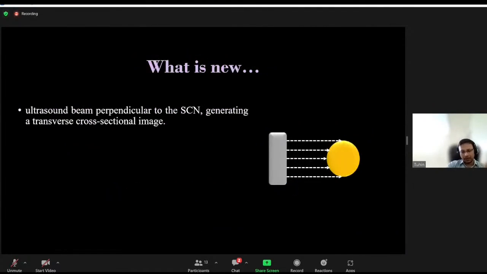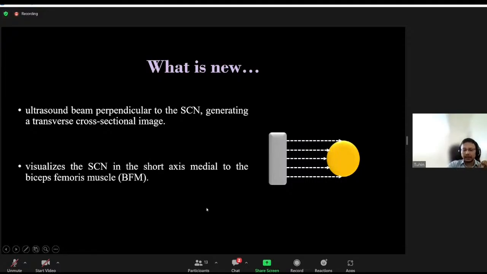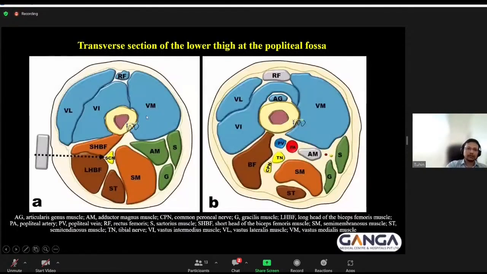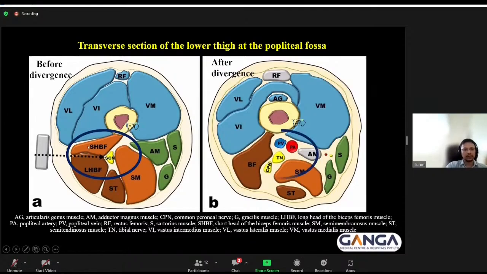So when we place the transducer on the lateral aspect of the distal thigh, the ultrasound beam is perpendicular to the sciatic nerve, generating a transverse cross-sectional image. It visualizes the sciatic nerve in the short axis medial to the biceps femoris muscle. If you look at the transverse section, the sciatic nerve travels medial to both heads of biceps femoris. The left one is before divergence and the right one is after divergence. Here, we can catch the sciatic nerve just medial to the biceps femoris muscle.